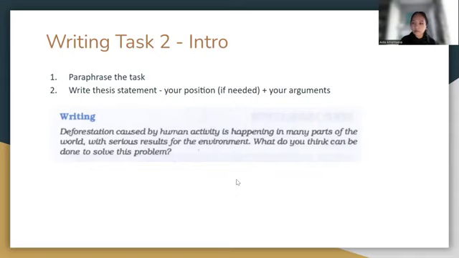Okay? Okay. So the understanding of the topic is the very first step. And then it's understanding of the type. For example, the topic is deforestation, the type is problem and solution. And then the third one is structure, and the fourth one is grammar.